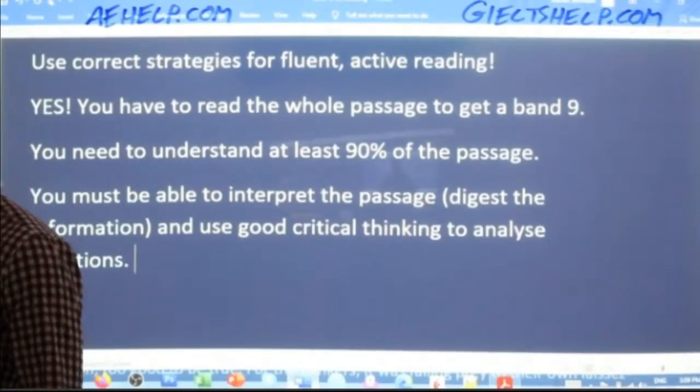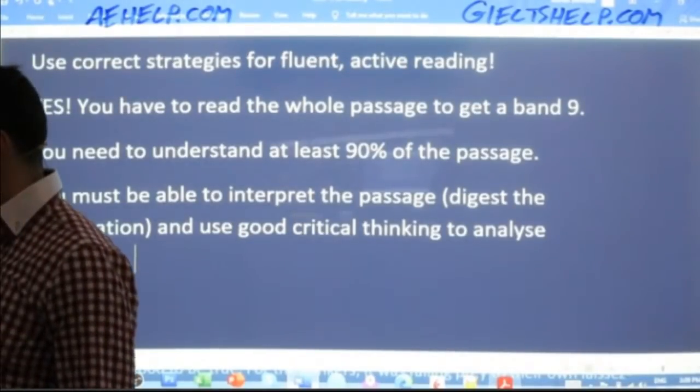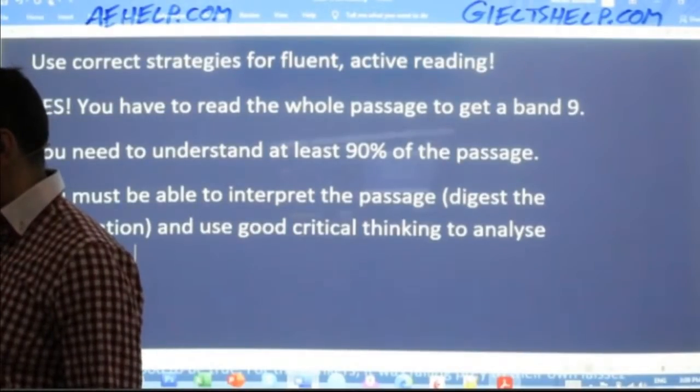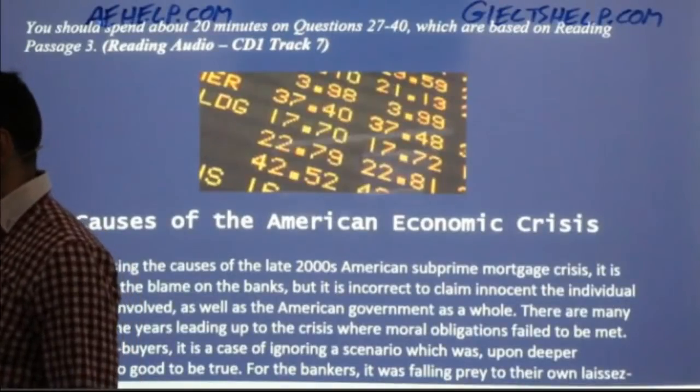Again, teachers who teach IELTS, I promise you that if they sit the IELTS exam, they will read the whole passage before they give the answers. Even if they teach students to just skim and scan, I don't think any teacher will ever actually just skim and scan the passage in the IELTS.